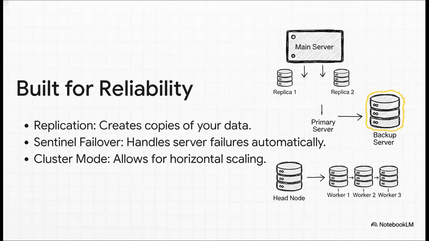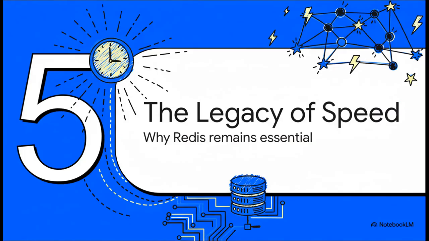And it's not just about saving data. Redis was built for the real world, for production. It uses replication to create live copies of your data, just in case. It has automatic failover, so it can seamlessly switch to a backup if a server dies. And it even offers a cluster mode that lets you spread your data across tons of machines to handle just enormous amounts of traffic.